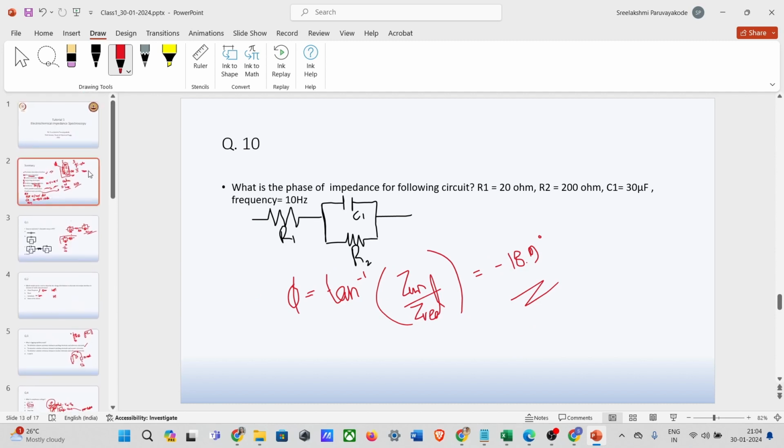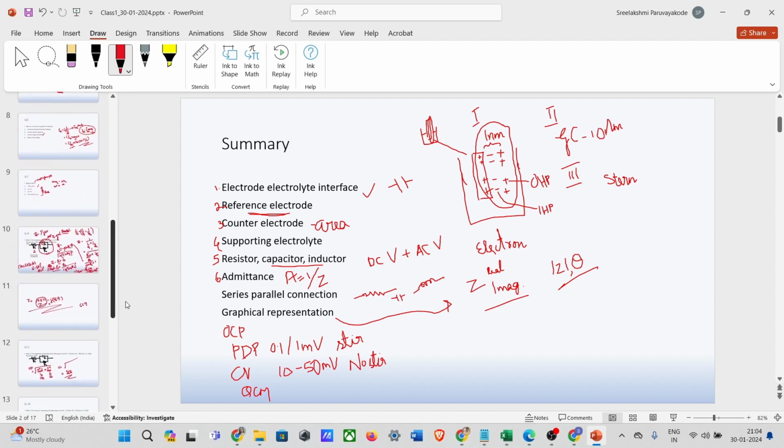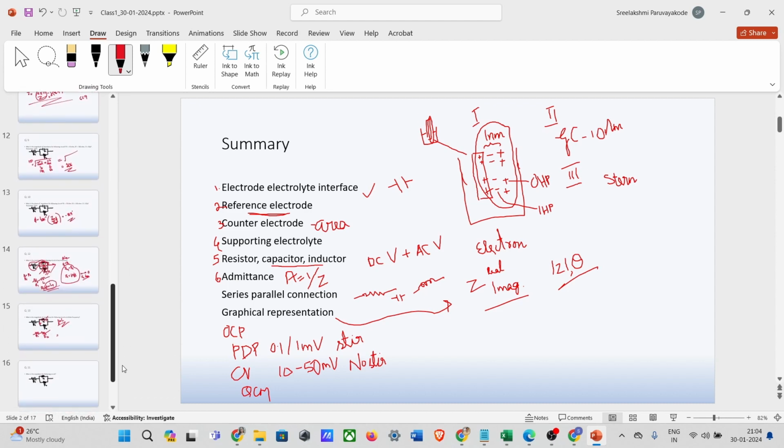Then apart from that, you should know the different types of models. You should know why the reference electrode is used, why the counter electrode is used, why the area of the counter electrode should be large. Then you should know how in a capacitor and inductor, current and potential are leading or lagging. Should know how to find admittance, how to find impedance. And finally, PDP, OCP, CV, the scan rate, what is the difference, etc. Then you should know what is Bode plot and Nyquist plot. So these are the topics that were covered.